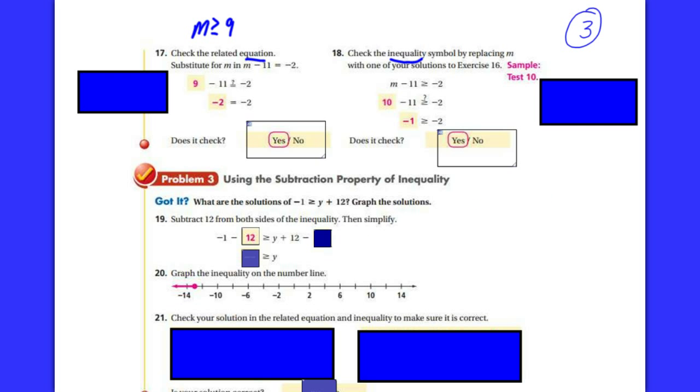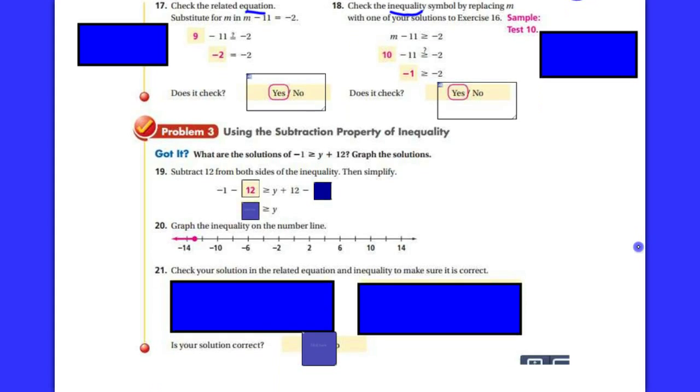Okay, so that is the addition property of inequality. And now in problem 3, we're going to look at the subtraction property of inequality. All right, and I revealed something that you weren't supposed to see yet.